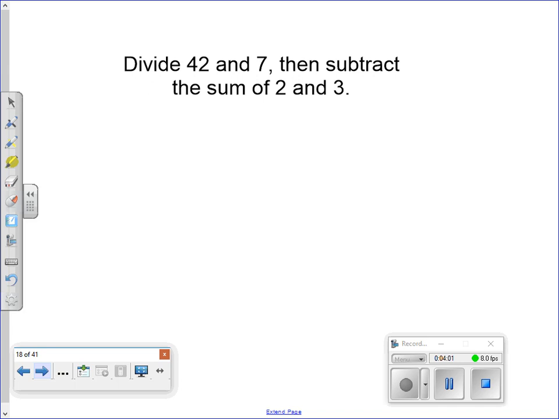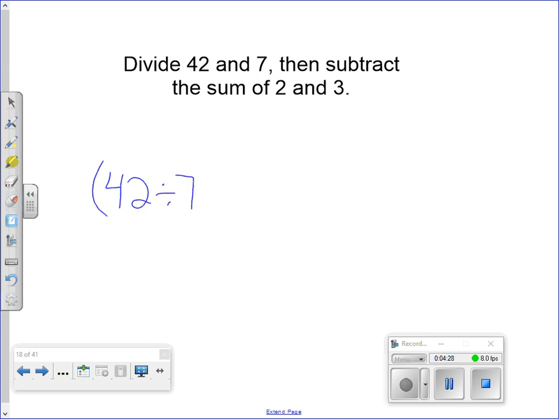Divide 42 and 7, then subtract the sum of 2 and 3. All right, I see 3 operation words: divide, subtract, and sum. So we need to figure out which numbers to use for each operation and the order. If I read it, I see divide 42 and 7. That's the first thing I see, so that's the first thing I'm going to write.